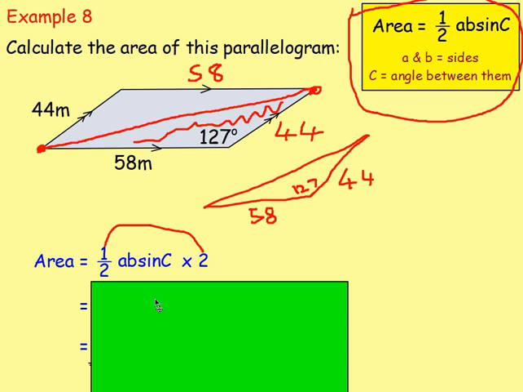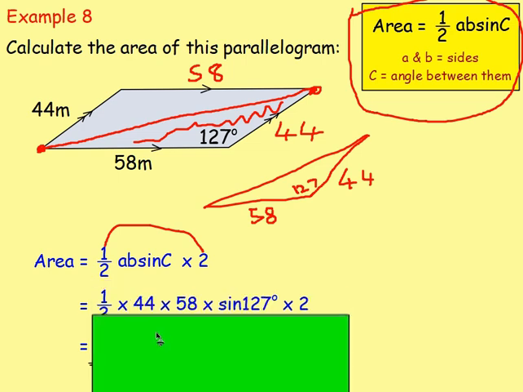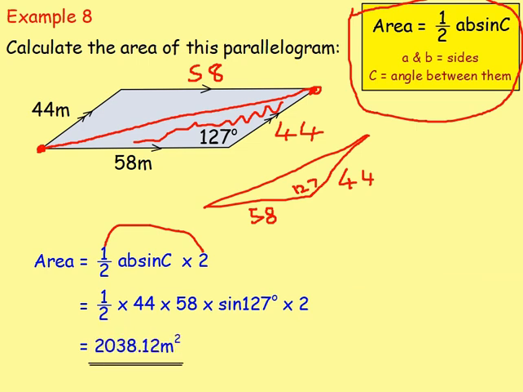But for anybody that just wants all the steps, you could do it half times by, and again, two sides and the angle between them. We know this is 127, so we'd have sine 127. And the two sides would be the 58 and the 44. So it's a half times 44 times 58 times sine of our angle. But again, that's just going to be for one triangle, so double that, times by 2. And if you put that into the calculator, that ends up giving you 2038.12 squared meters to 2 decimal places. That wasn't so bad. Good.